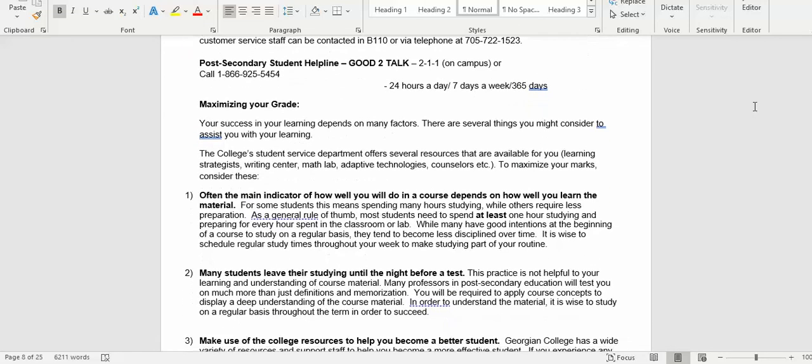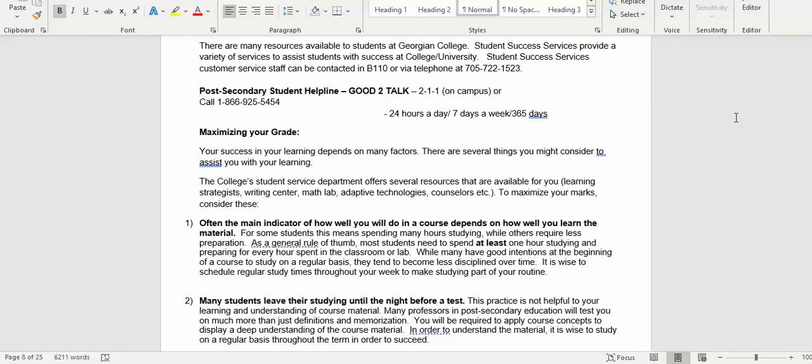Don't leave things till the night before. There's going to be a fair amount of video to watch. If you choose to watch it all the weekend before week 4, the test on Tuesday, that's up to you. It's not a good strategy, however, because you will become overwhelmed with the amount of information.